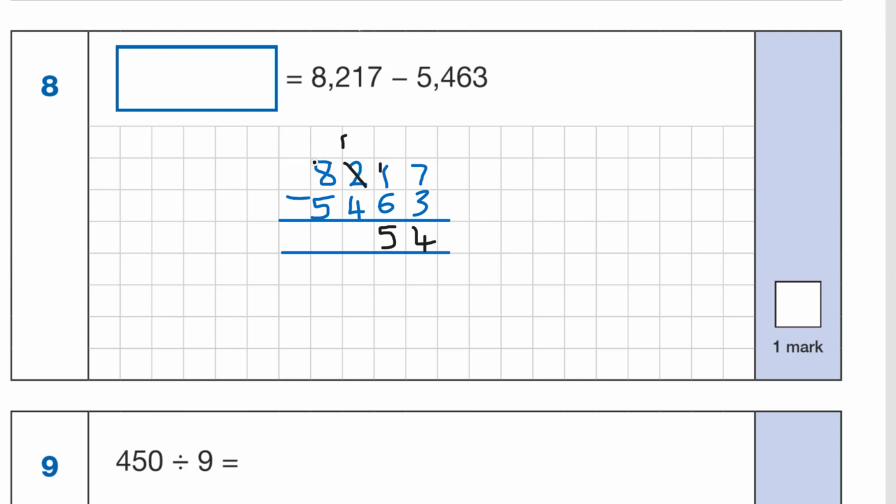So I can't do 1 take away 4, so I'm going to make this a 7. I'm going to make this an 11. 11 take away 4 is 7, and 7 take away 5 is 2. So I've got my final answer, and remembering to write the final answer in the answer box where it is indicated.